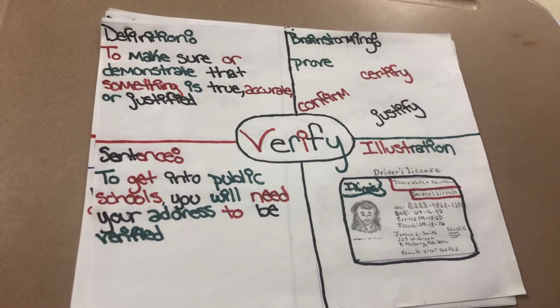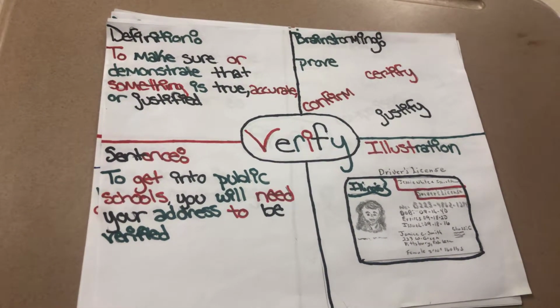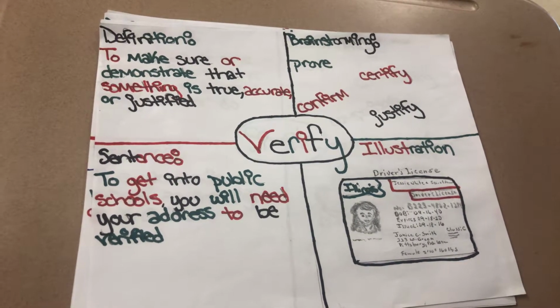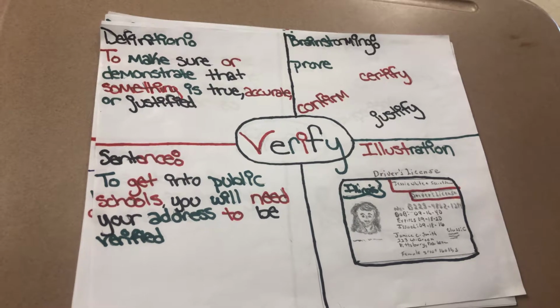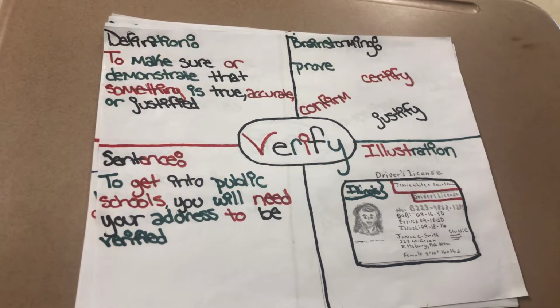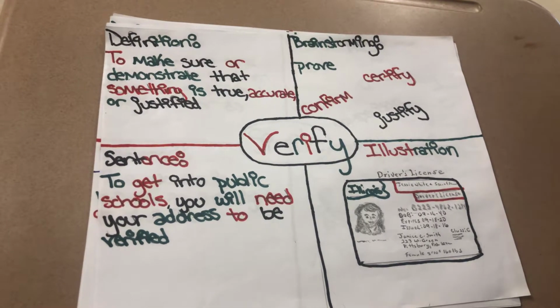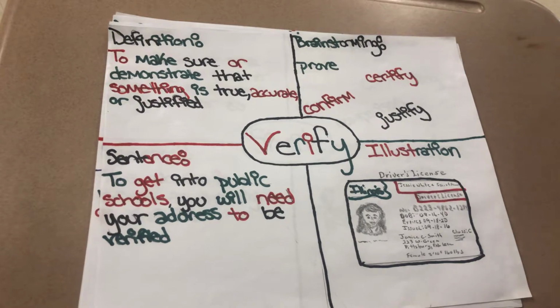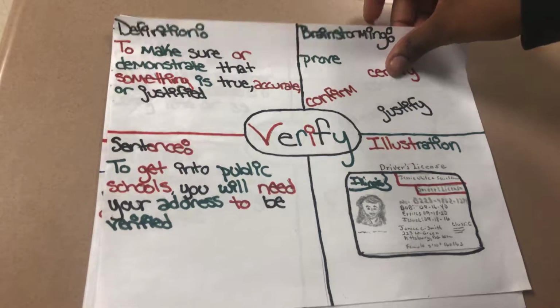The next word is verify, which means to make sure or demonstrate that something is true, accurate, or justified. The sentence we have is, to get into public schools, you will need your address to be verified. Some words we came up with were prove, certify, confirm, and justify. This shows the driver's license, which has verification of where the person lives.